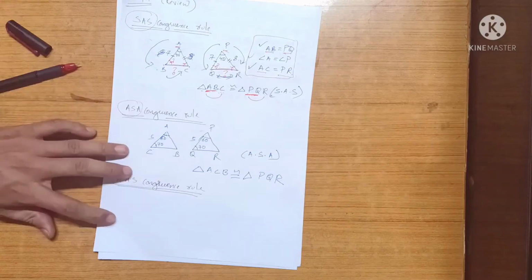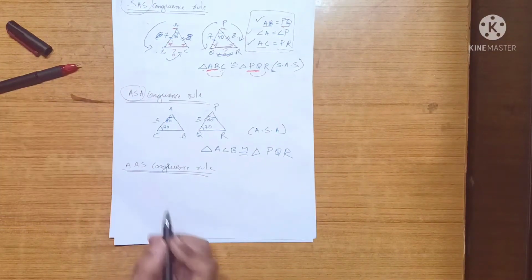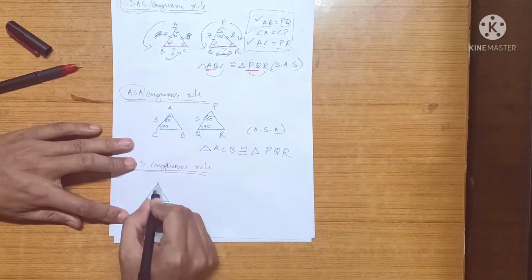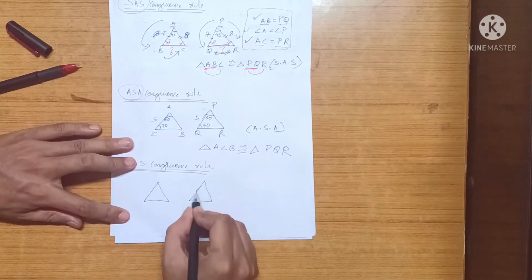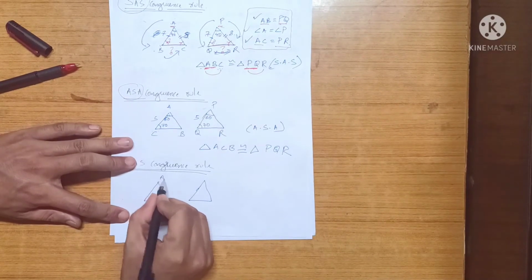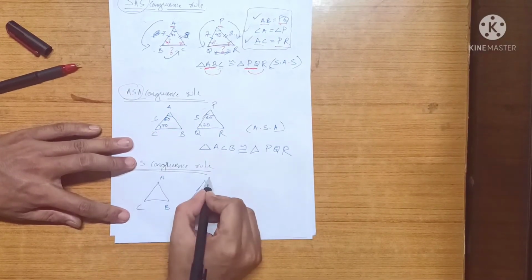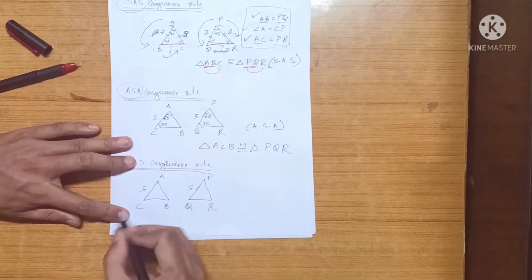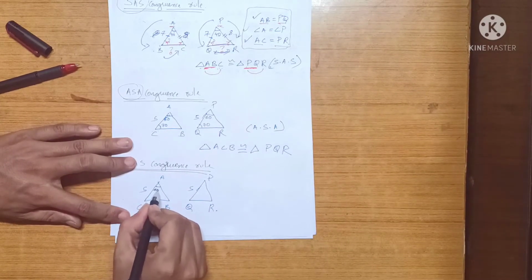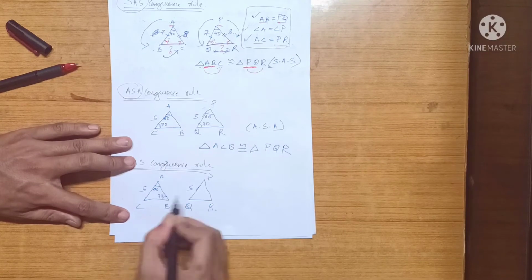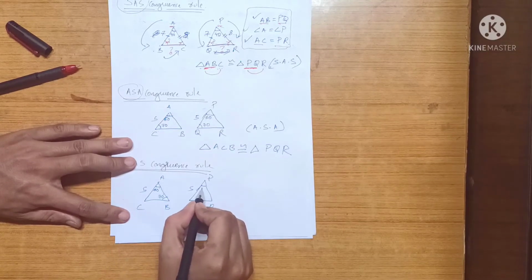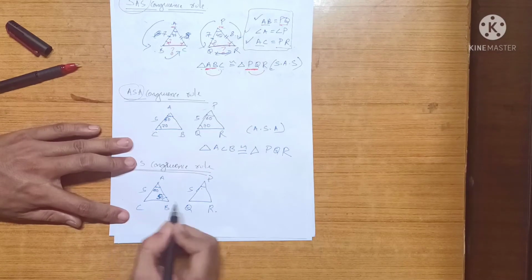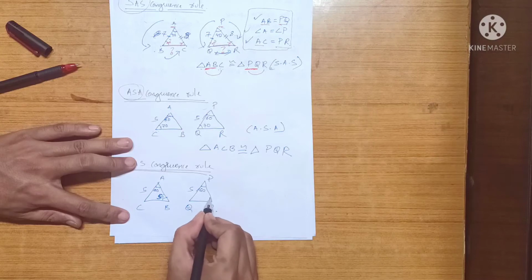Now AAS congruency also works because suppose these two are the same. I'll just talk about these two. Same triangle. And the 5 centimeter is here, 5 centimeter is here. But instead, if this was 60 and this one 70, let's say this was 60 and this was 50.